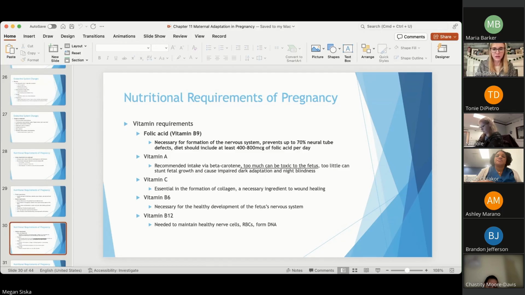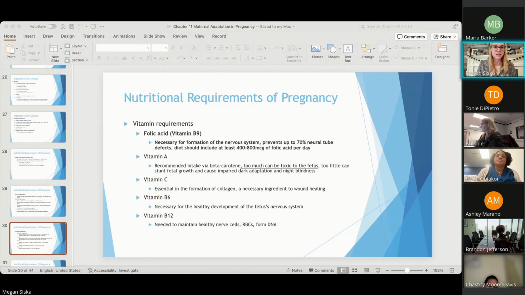The big thing that I stress more than those other things, because with those other minerals any prenatal vitamin is fine, is folic acid. We really have to be careful with this. Folic acid is so important. It's also called vitamin B9. Folic acid is necessary for the formation of the nervous system of the baby. By taking an adequate amount of folic acid, which is somewhere between 400 to 800 micrograms daily during pregnancy, we can prevent up to 70% of neural tube defects. That's huge. Neural tube defects are things like spina bifida.